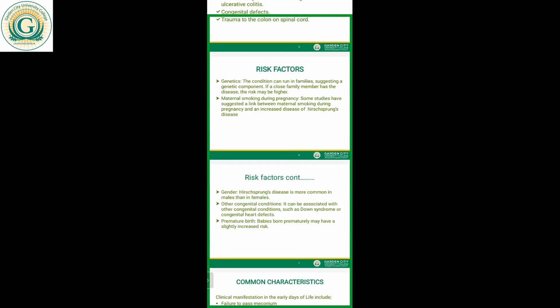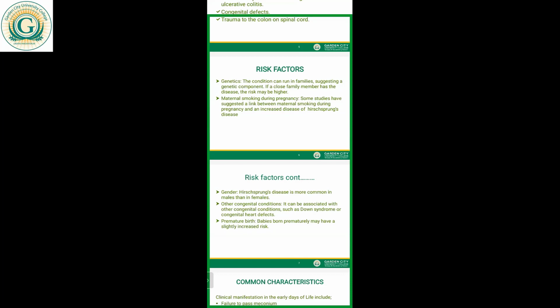Let's move on to the risk factors that predispose somebody to such a condition. We have genetic factors. The condition can run in families, suggesting a genetic component. If a close family member has the disease, the risk of occurrence in another family member is higher.